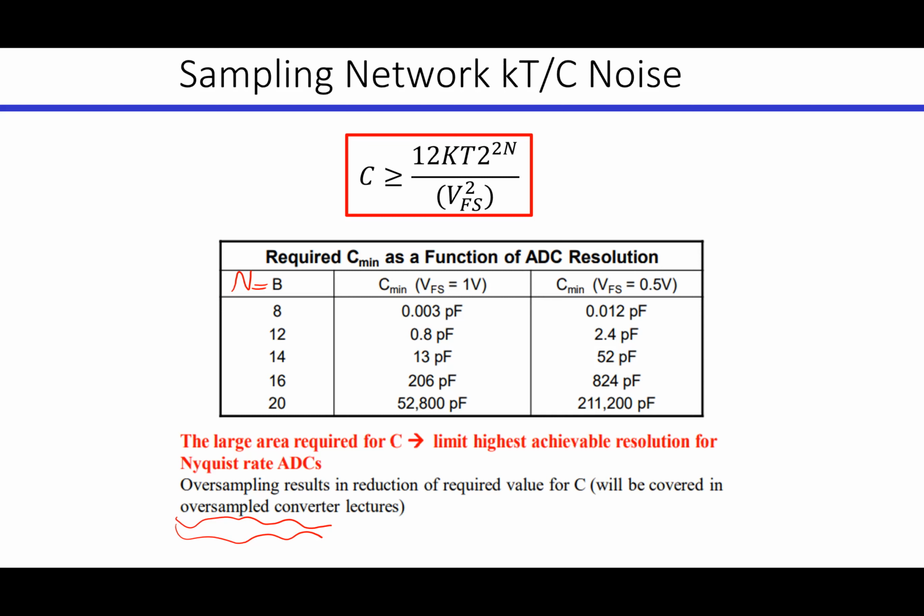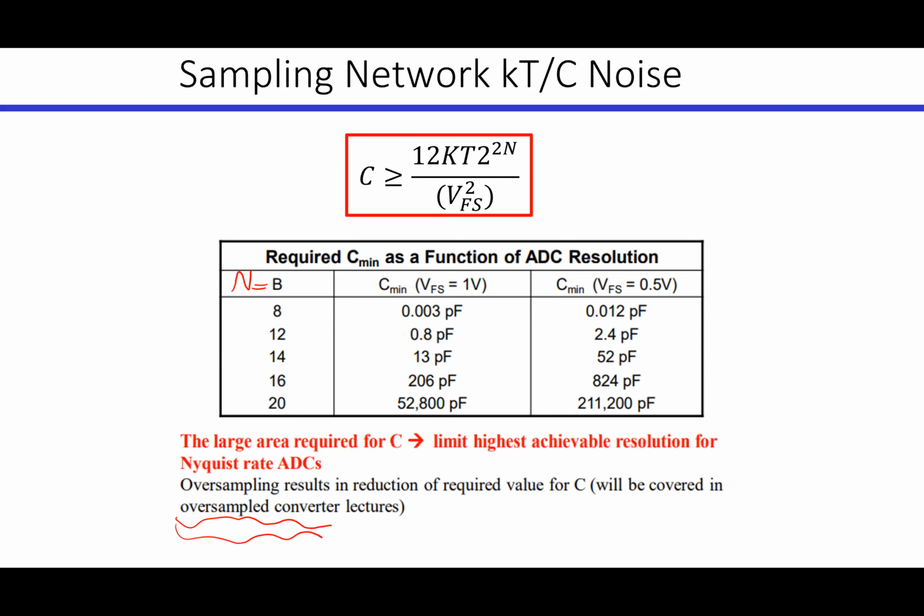Okay, and area means money, because every millimeter of your chip area costs you a lot of money. For example, if you go in 180 nanometer technology, 1 millimeter square is $1,000. If you go for a more advanced technology, lower nodes, then in 65 nanometer, it's $5,000 per millimeter square. So you can see that you cannot just put as much capacitor value as you want. It will cost you a lot of area.